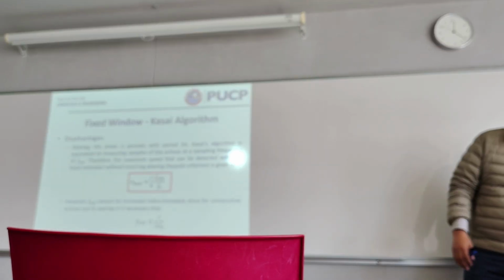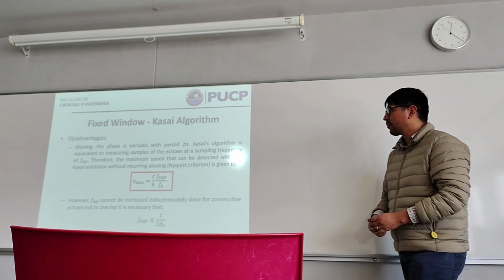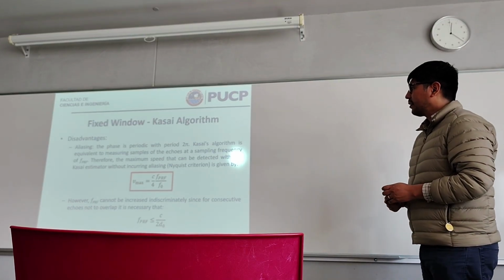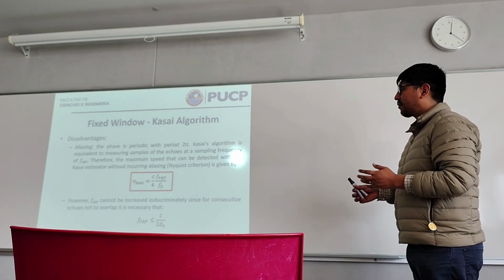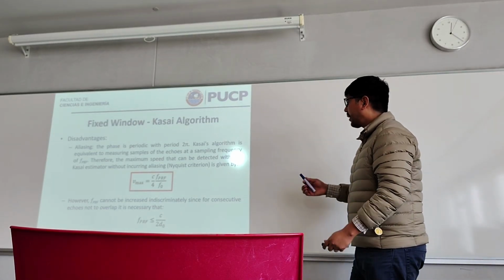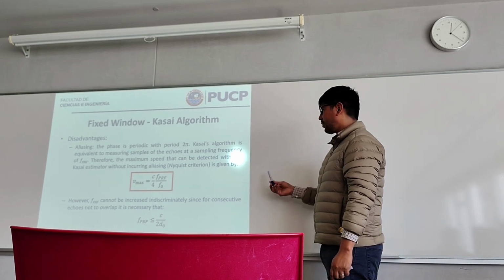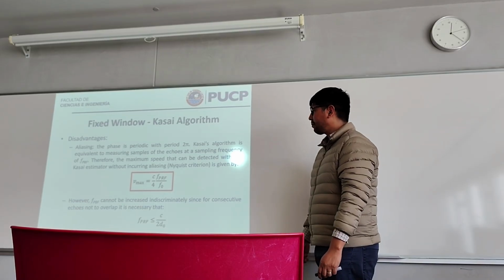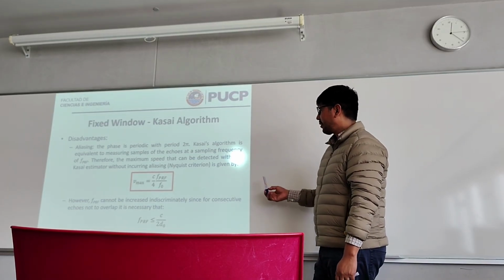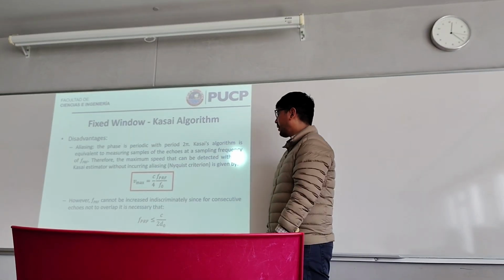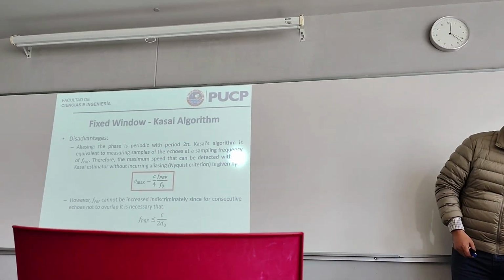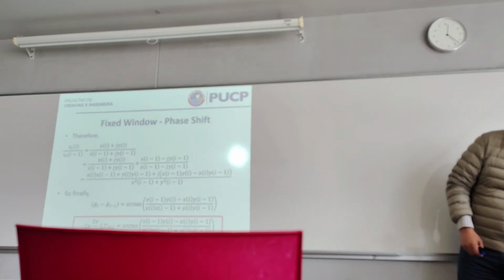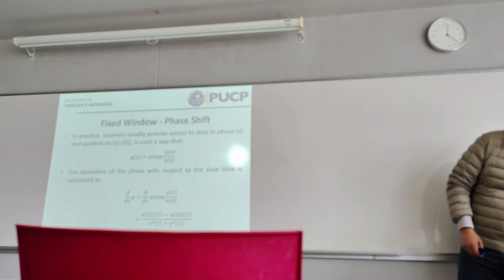And as you know, this is aliasing. The aliasing is due to the phase being periodic with 2π, and the Kasai algorithm is equivalent to measuring samples of the echoes at the sampling frequency FPRF. Therefore, the maximum speed that can be detected with the Kasai estimator without including aliasing is half of the maximum. What was the relation that we saw for the Kasai algorithm?